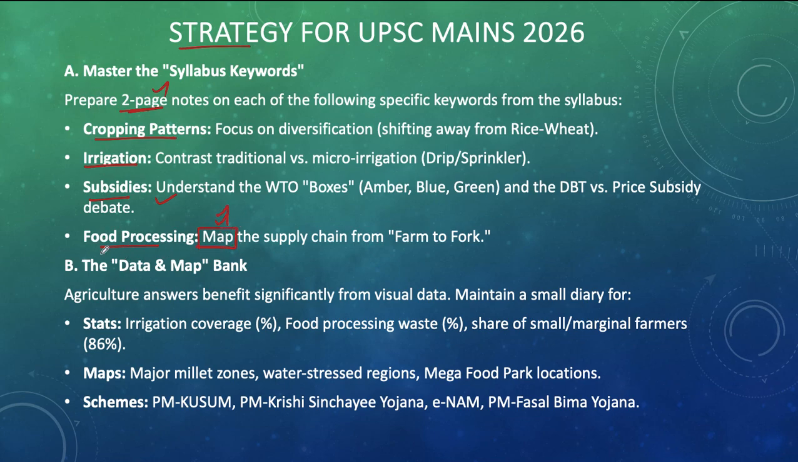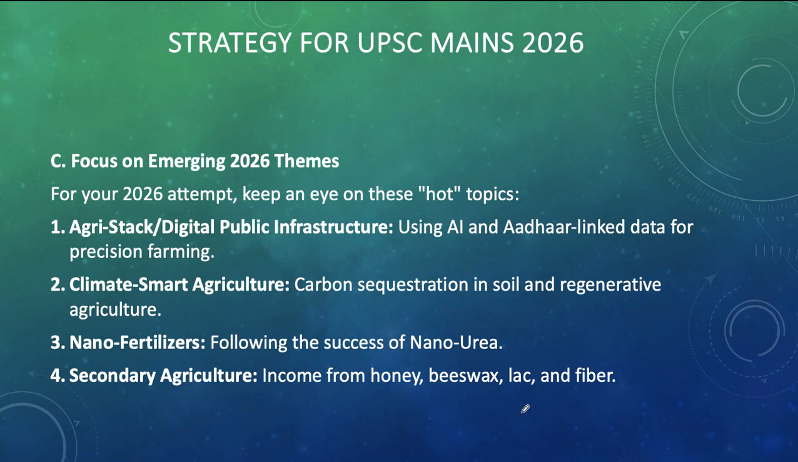So after making notes on the syllabus keywords, students, we need to work on the data bank. Here what is very important is statistics you need to quote, like irrigation coverage percentage, food processing wastage percentage, share of small and marginal farmers percentage, and maps you can include various millet zones, water stressed regions, mega food park locations, and government schemes also you can include in your answers to fetch maximum marks, such as PM KUSUM, PM Krishi Sinchayee Yojana, eNAM, PM Fasal Bima Yojana. All this you can include in the way forward or conclusion to fetch maximum marks in the agricultural segment. So prepare ready-made notes on that segment, students.